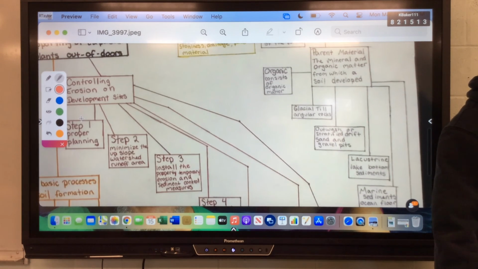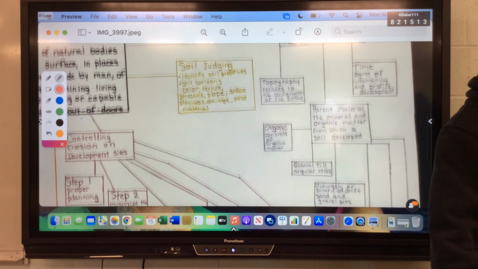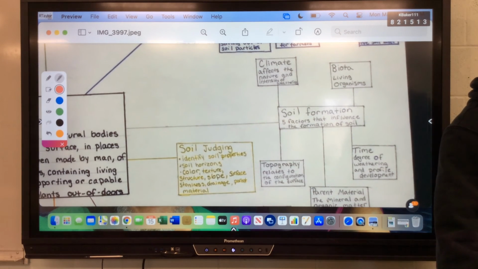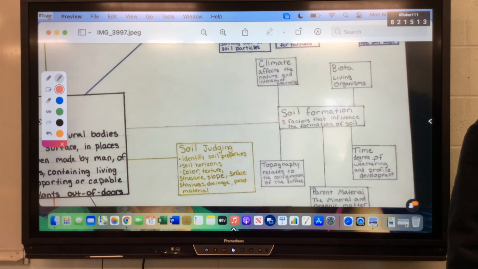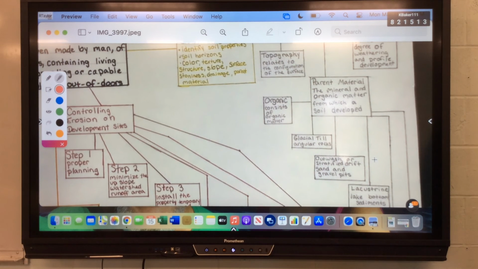And then the last thing, I think we've talked about the big four here. We got climate, biota, topography, and time. That's 4 out of the 5. The last thing is what we call parent material. And parent material is, what is the stuff that your soil is actually being made of?